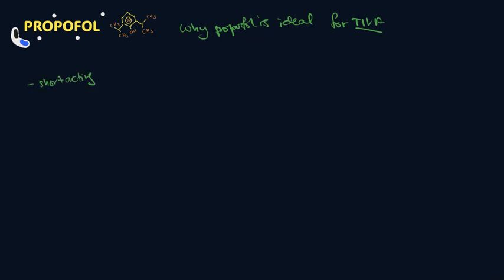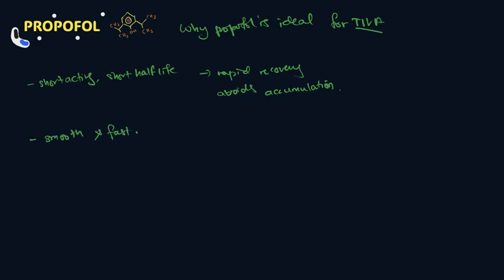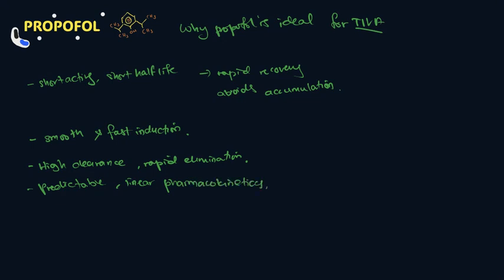Propofol is great for TIVA, which is total intravenous anesthesia, because of its short action and short half-life. So the patient will have rapid recovery and it avoids accumulation even after prolonged infusion. It provides smooth and fast induction. It has high clearance and rapid elimination, predictable and linear pharmacokinetics, and propofol can be safely administered with other drugs such as remifentanil, alfentanil, and fentanyl.